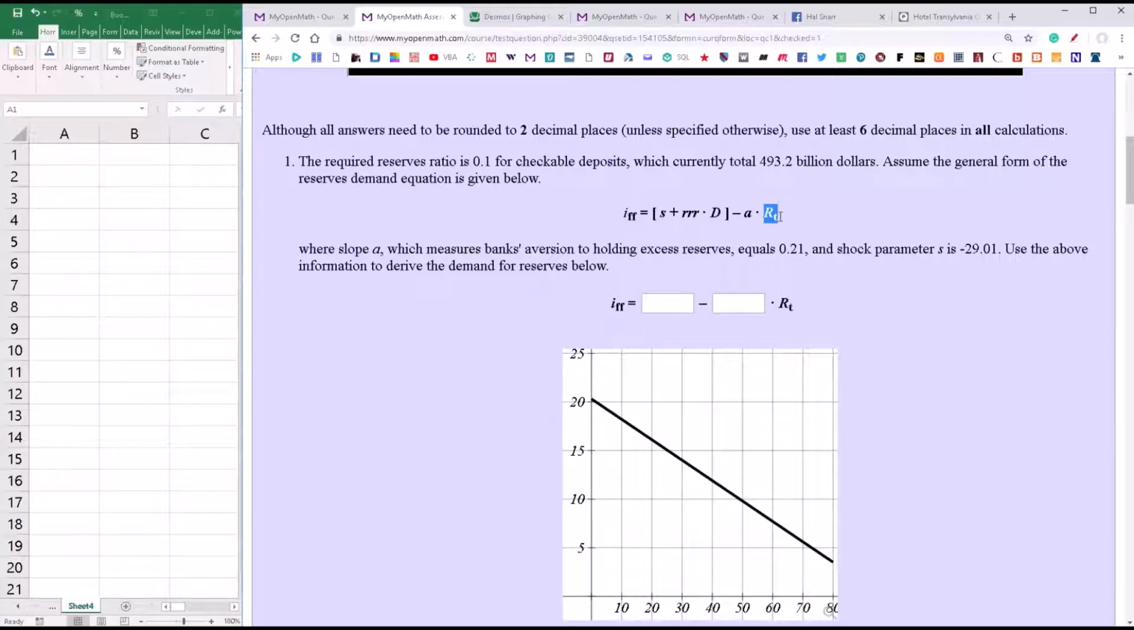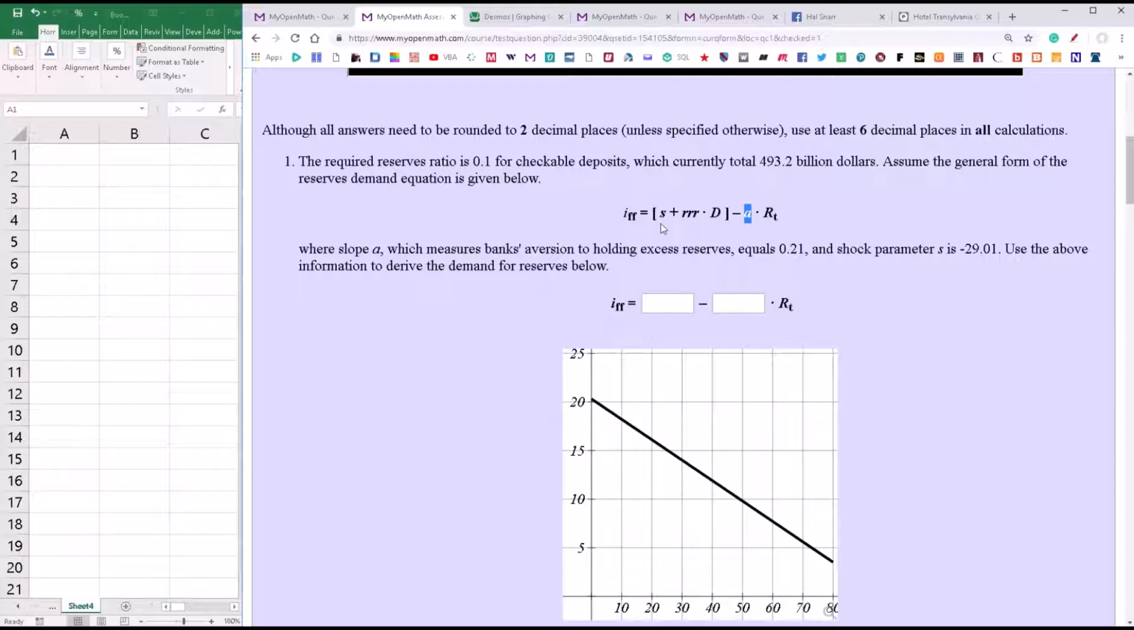RT is total reserves, and you could just call it reserves, but there are two different kinds of reserves. There's excess reserves and there's required reserves. Also, you can think of reserves as being borrowed or non-borrowed. Borrowed plus non-borrowed equals total reserves. Excess reserves plus required reserves equals total reserves. So that's why I'm using a T here. And then A is the slope of this curve, and I call it the aversion to holding excess reserves. Okay, and we'll talk about that later, and we already talked about the nodes.